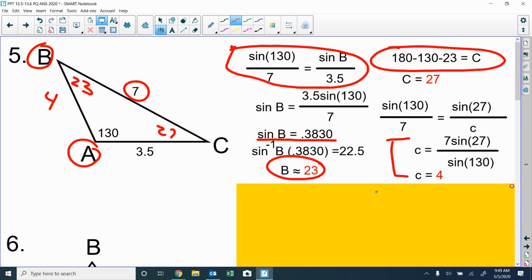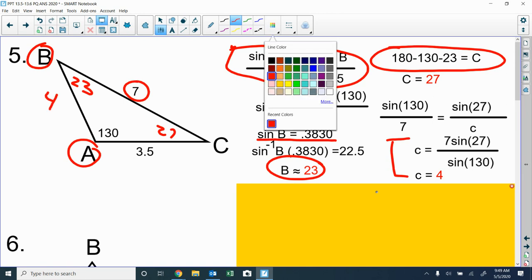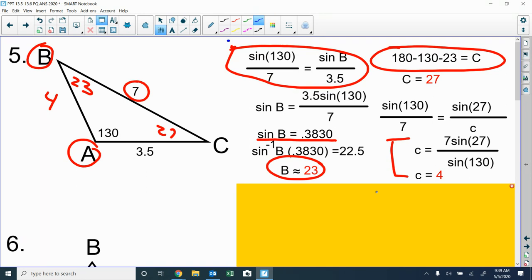Now let's make a quick check, and this is what we want to do on almost every one of these: check to make sure, where is our biggest angle? Our biggest angle is A. Does it have the biggest side? Well, yes, it does. Now, does our smallest angle, which is B here, 23, have the smallest side? Yes, it does. So that's a quick check. Make sure your biggest angle has the biggest side, your smallest angle has the smallest side, and you will be ready to roll there.